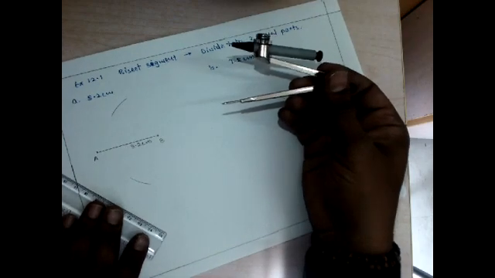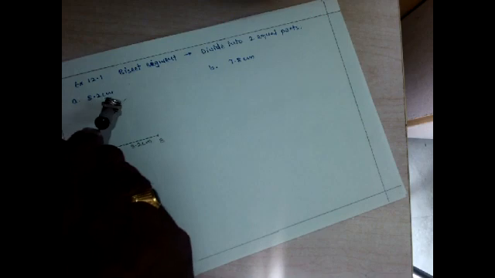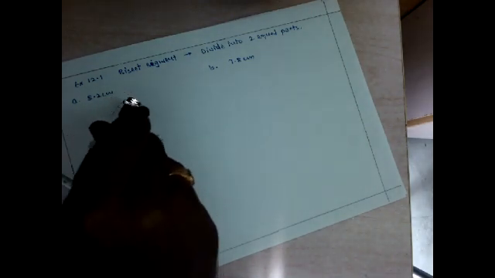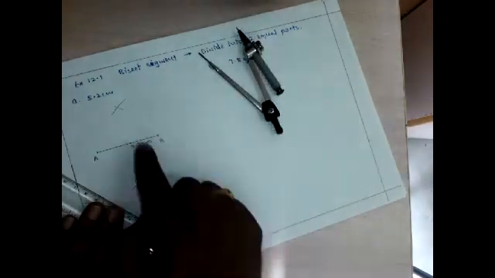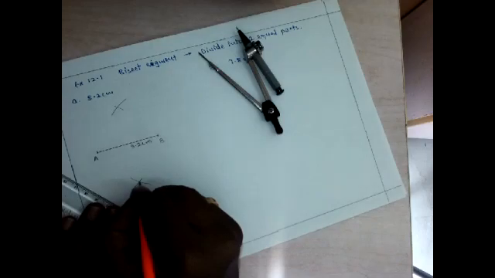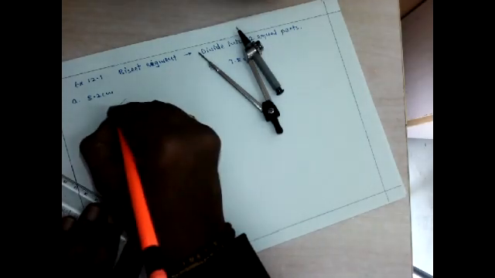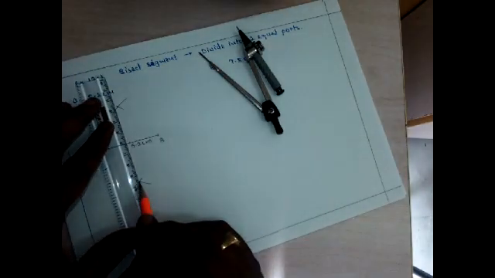Now again, don't change the distance, come to point A. Without changing the distance, draw an arc upside, draw an arc downside. You see these 2 points? So mark these 2 points, and draw a line passing through these 2 points.